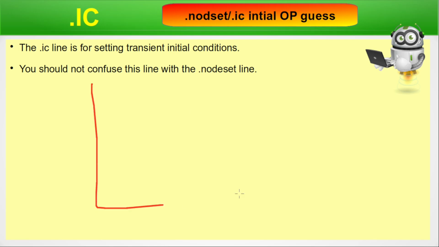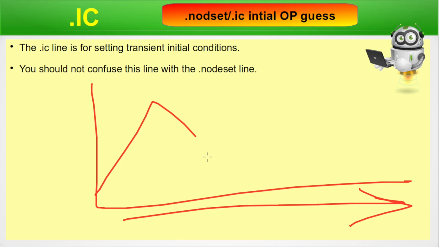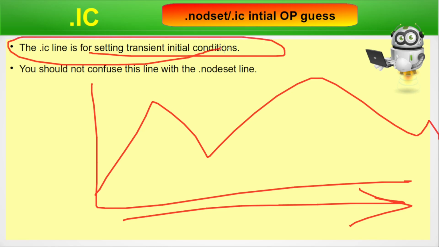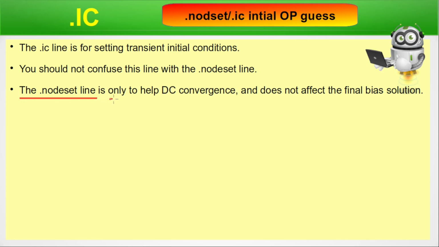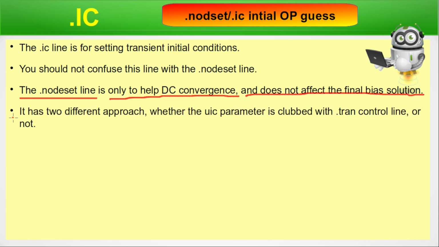Transient means on the x-axis there will be time and on the y-axis there will be the waveform as per your design output. For this kind of operation, the initial guess, the IC will come into the picture. NODSET is for any particular node that you define in SPICE. There you have to set some value. IC is generalized and it's for the transient solution. The NODSET line only helps the DC convergence and does not affect the final bias solution. This is the striking difference. It has two different approaches, depending on whether the UIC parameter is clubbed with the TRAN control line or not.